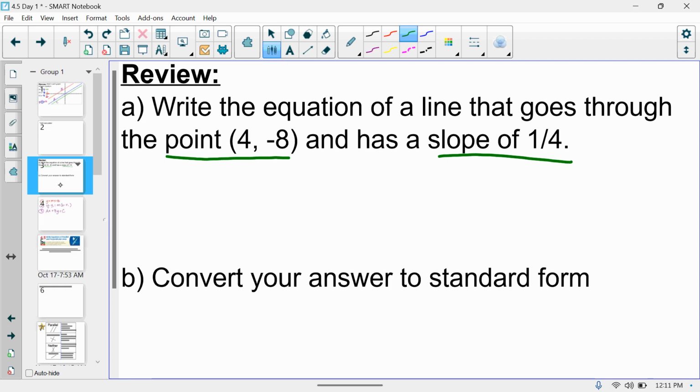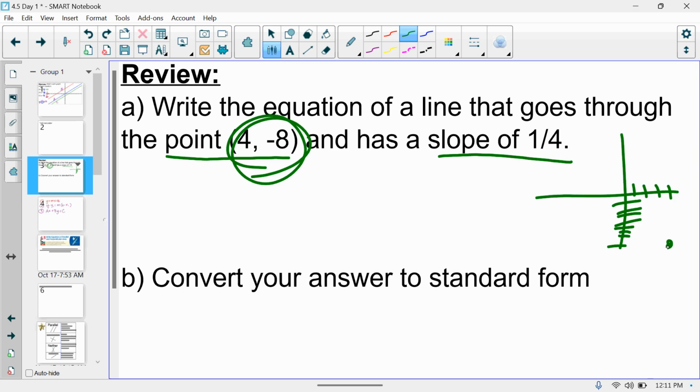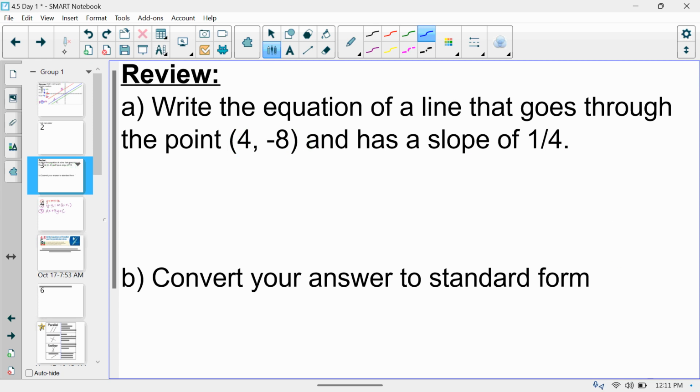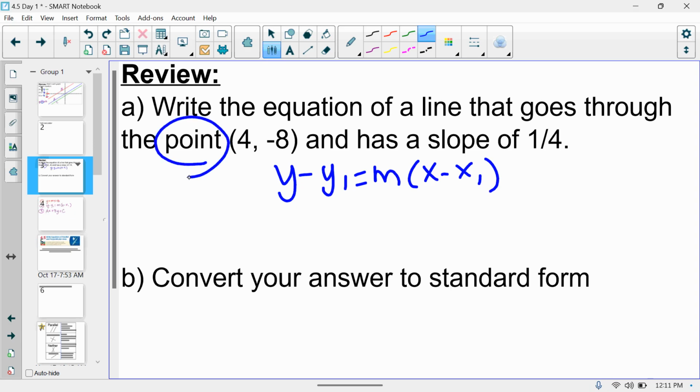We should be saying number 2 because guys, this point that it gives us, that's not the y-intercept. If I go graph that point 4, -1, 2, 3, 4, 5, 6, 7, 8, that's down here somewhere. That's not on the y-axis, right? So we probably shouldn't use y equals mx plus b because we don't know b. We don't know the y-intercept. So it's going to make more sense to use point slope form. Also, look what we know: a point and the slope. That's why it's called point slope form.